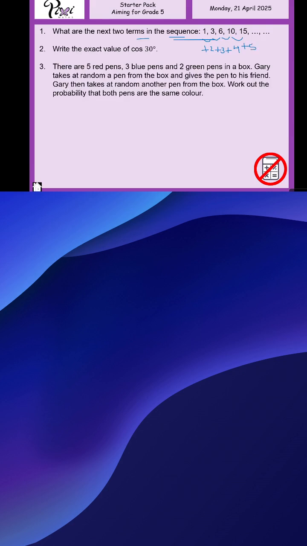Well done. So we're now going to add 6. 15 add 6 makes 21. Then 21 plus 7 makes 28. Good job. If you're wondering, this is actually a sequence of triangular numbers. It's not a quadratic sequence.